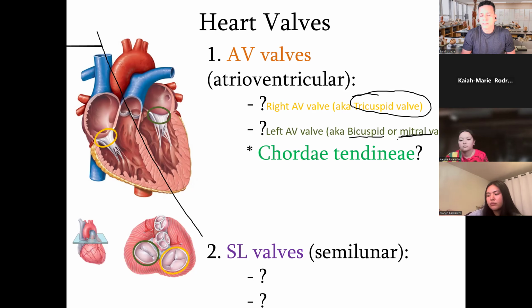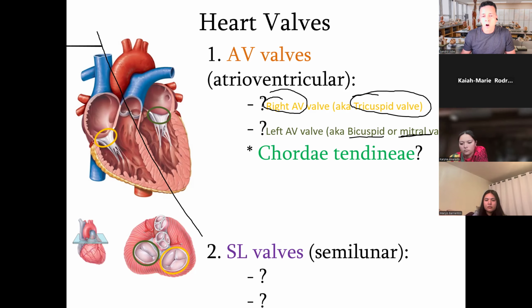Everybody pay attention here, please. For the exam, pick one name and one name only. It is not the right AV tricuspid valve. It is not the left AV bicuspid mitral valve. Adding more names doesn't give you extra points. Pick one name. Okay?